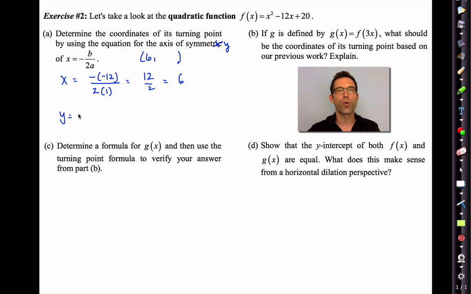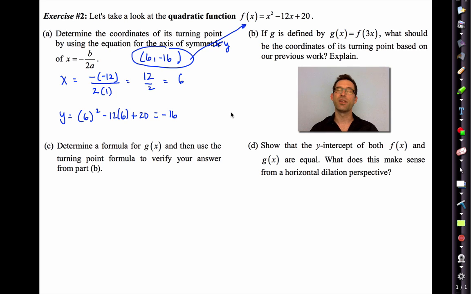And the y-coordinate, of course, we're just going to find by substituting the x-coordinate into the formula. And we find that the y-coordinate is -16. All right, so there's our turning point of this guy. Now, letter B. If g is defined by g of x equals f of 3x, what should be the coordinates of its turning point based on our previous work?